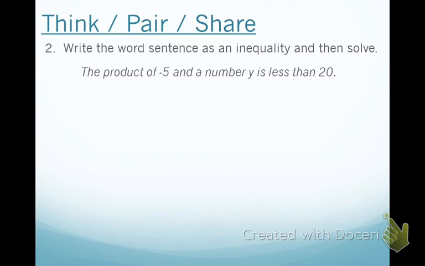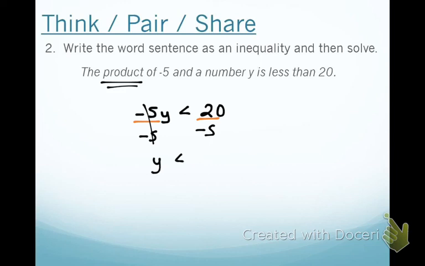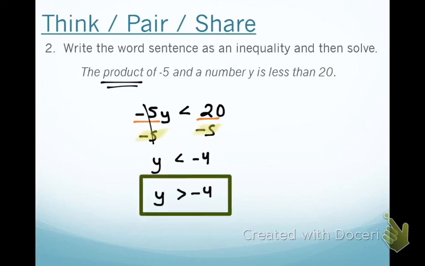The product of negative 5 and a number y. Remember, product means to do what, class? Multiply. That's negative 5 times y. This says less than 20. I want to get this by itself, so what do I have to do? Nope. Divide by negative 5. You are left with y is less than, guys, what's 20 divided by negative 5? Negative 4. Should I flip my symbol? Yes. Yes, the last thing I did was divide by a negative on both sides, so you do need to flip the symbol.